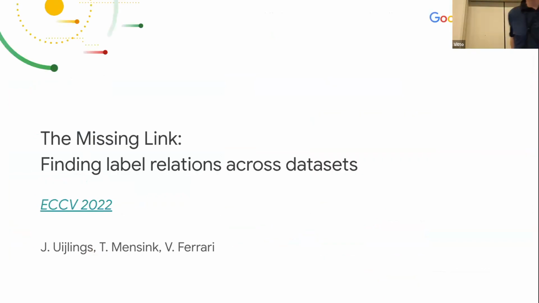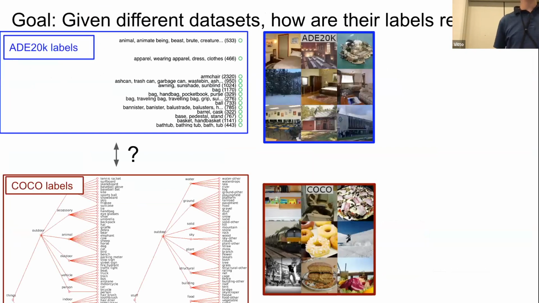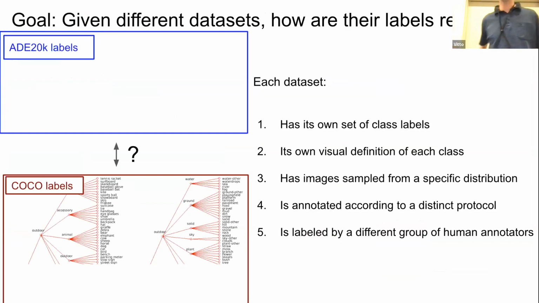So now we move on to a work which is about finding label relations across datasets, an obscure topic that we all like to pretend doesn't matter in computer vision, but it is a problem. And I was so excited to see that this problem is highlighted in the workshop definition. So different datasets have different label spaces. So far, so good. But how different really are they?